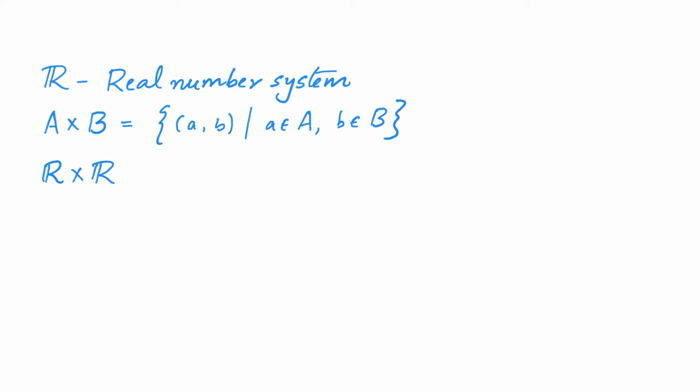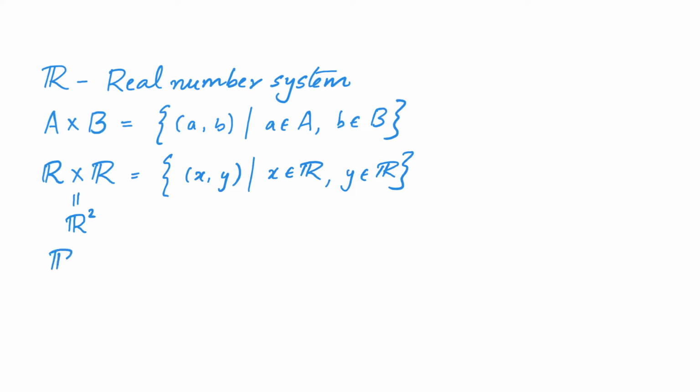This R cross R is often denoted as R2, and it contains elements of the form (x, y) such that x belongs to R and y belongs to R. Similarly, as soon as we have R2, we can consider R2 cross R. What will this set contain? This set contains all pairs (A, z) such that A belongs to R2 and z belongs to R.